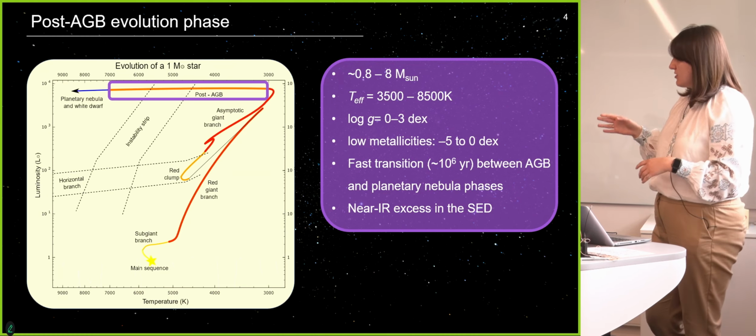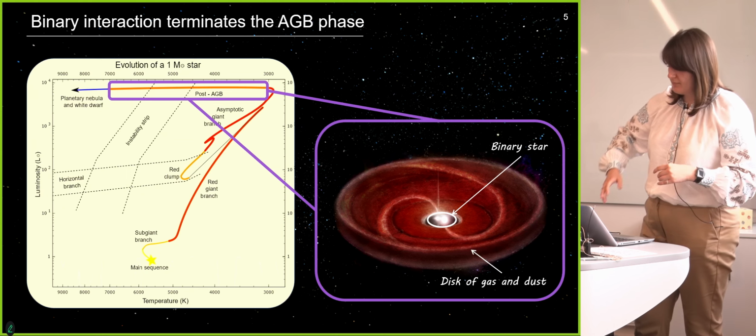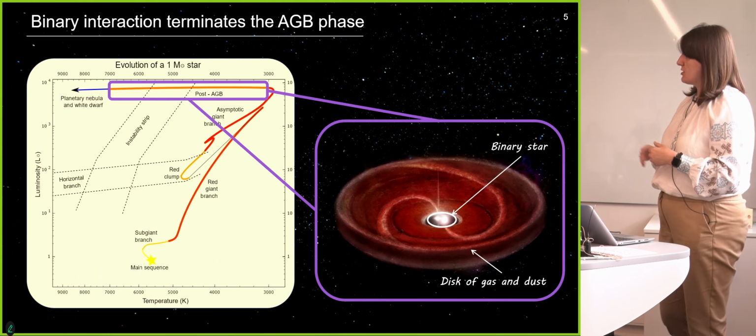So in the case of a single star, this dust will form a nebula further on, but as I've already said, in the case of a binary system, this dust would be shaped into a disk.